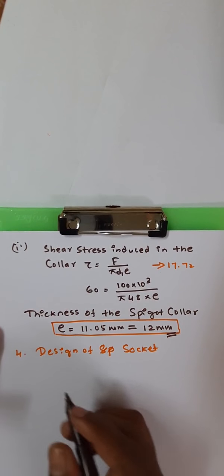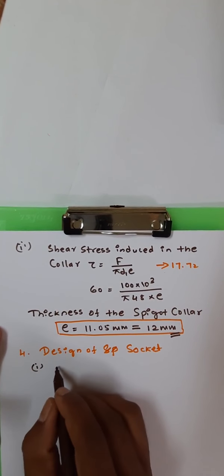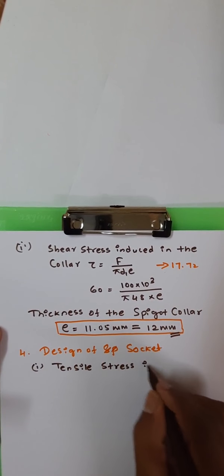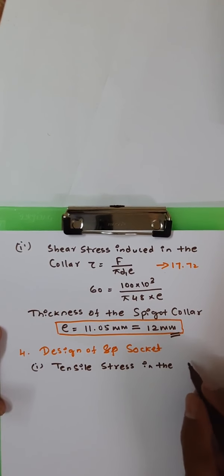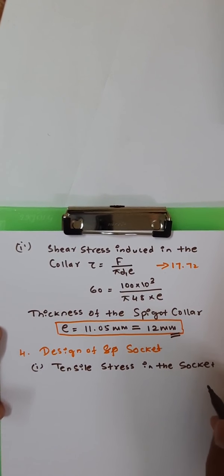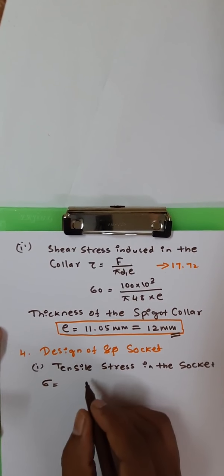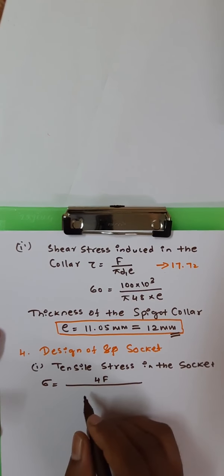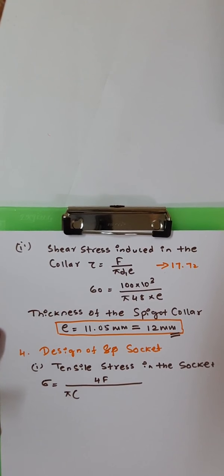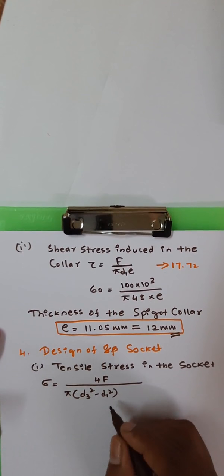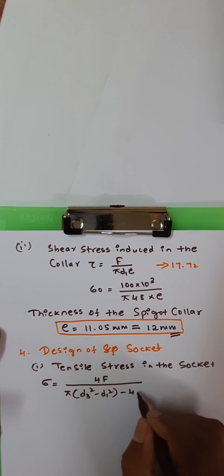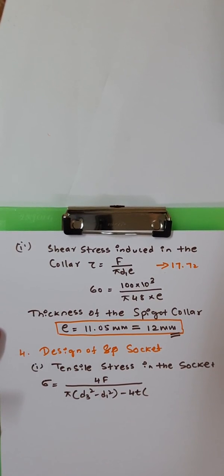Okay, the design of socket. In this, the first parameter is the tensile stress in the socket, sigma is equal to 4F divided by pi into d3 square minus d1 square, minus 4t into d3 minus d1.